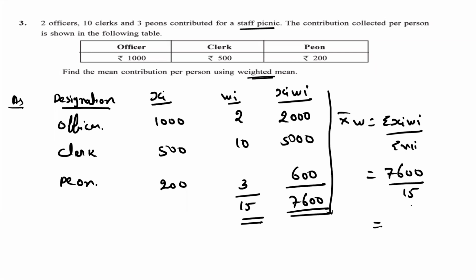506.66. So we can say 506.67. And the unit, what is the unit? It is in rupees. 506.67 average contribution per person. Is it clear to you?